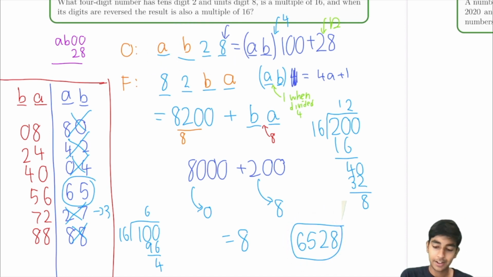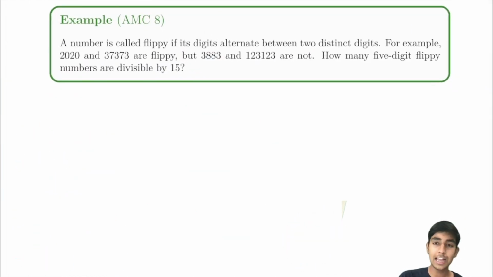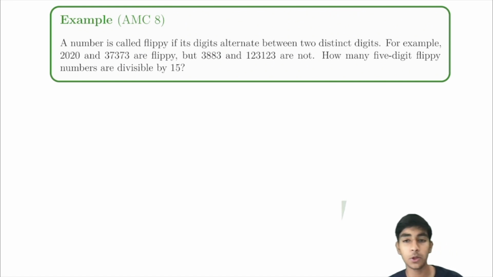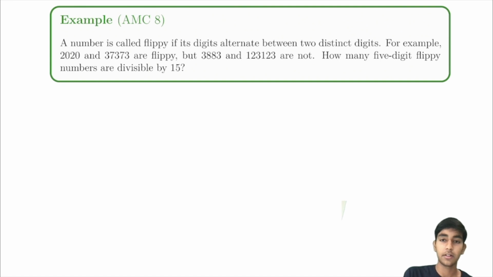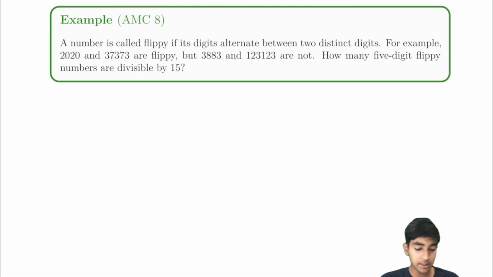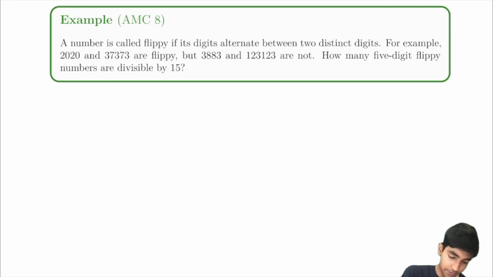Original one. Cool. Now let's explore this AMC problem. A number is called flippy if its digits alternate between two distinct digits. For example, 2020 and 37373 are flippy, but 3883 and 123 are not. How many 5-digit flippy numbers are divisible by 15?